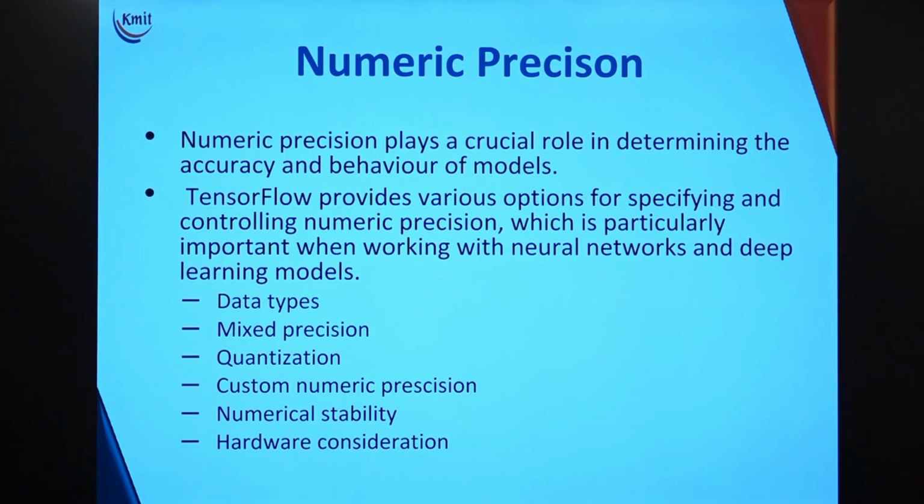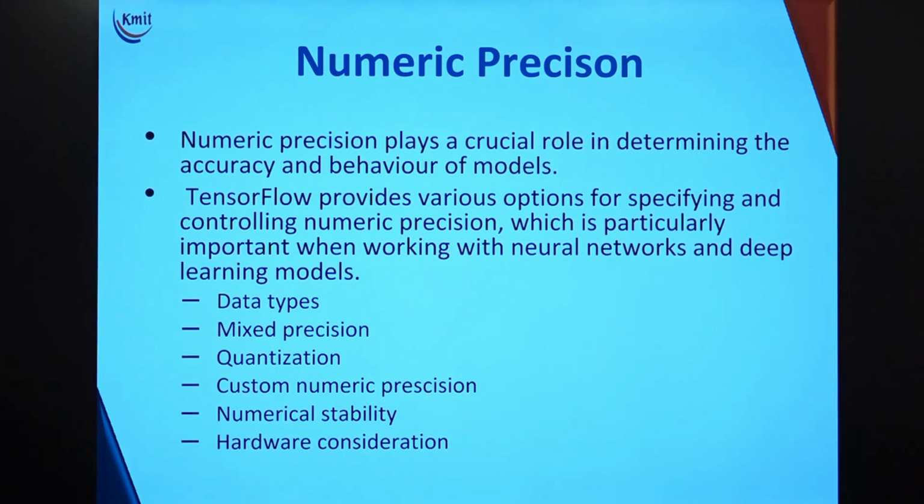Now, there are some important aspects of numeric precision in TensorFlow. I have listed them down over there for you. I am going to elaborate on them as I take one of them. The first important aspect is data types. TensorFlow supports various data types for representing numerical values, but the most common data type that you use to represent a real number is tf.float32 or tf.float64, that is 32-bit precision or 64-bit precision. Both of these are used.